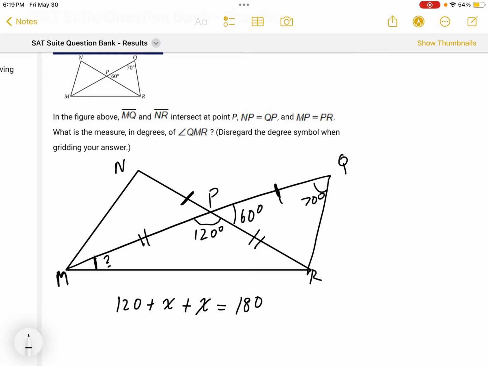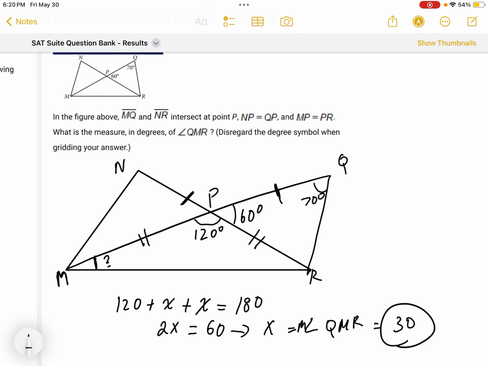All right, so subtracting 120, we get 2x equals 60. Therefore, x, which is the measure of angle QMR, is 30, right? It's 30 degrees. That's the answer to our question.